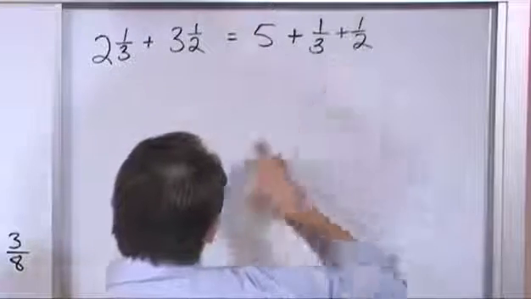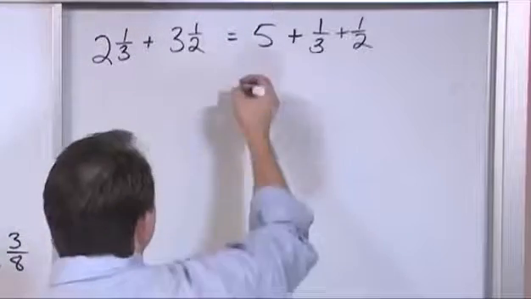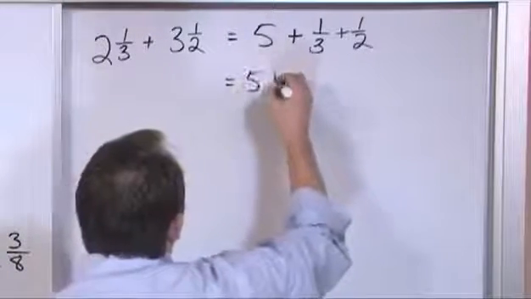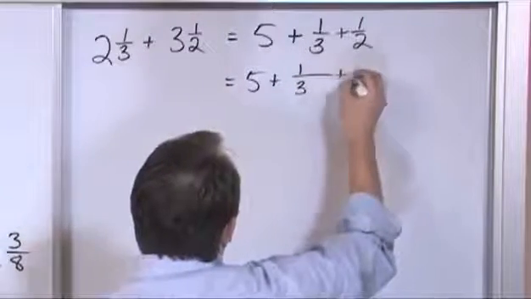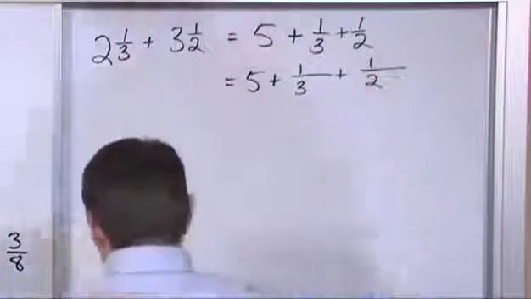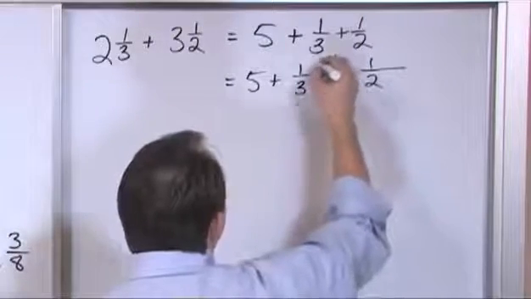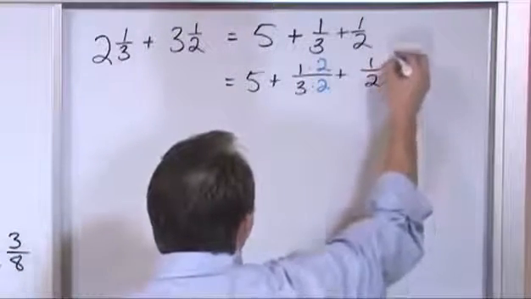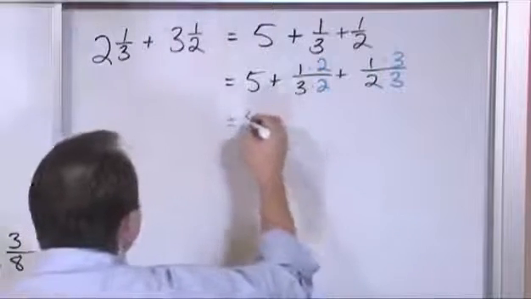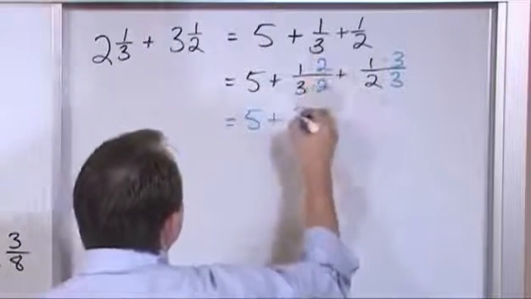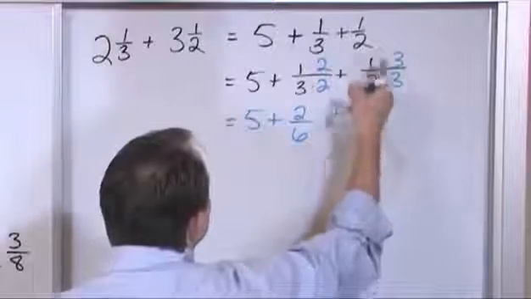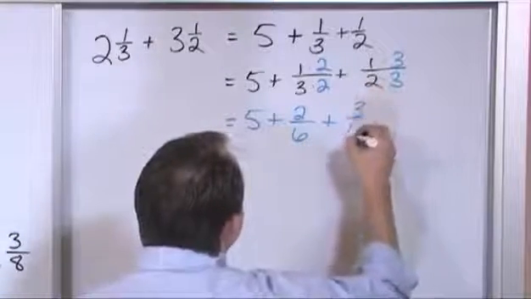And I've already actually added up 1/3 plus 1/2 in a previous problem, but let me just do it again. 1/3 plus 1/2. And the only thing I can think of is 6. That's going to be a good common denominator. So I'll multiply by 2, and I'll multiply by 3. And so I'll have 5 plus 1 times 2 is 2/6, plus 1 times 3 is 3/6.